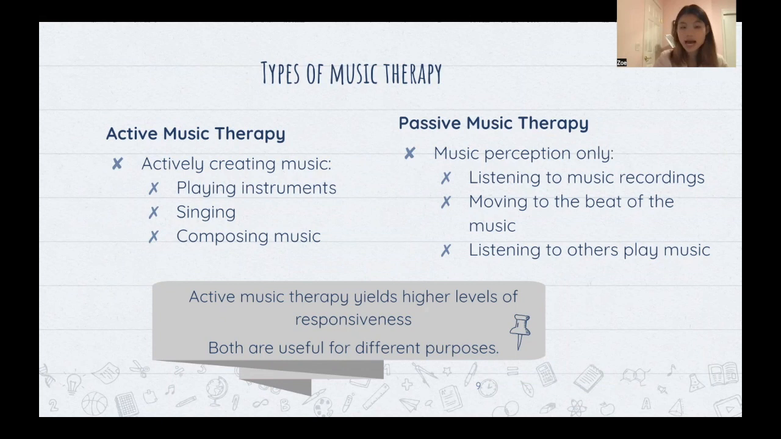For example, active music therapy may be used for a patient who has ASD, and you want to encourage them to talk more. So using music therapy like singing will help them talk more. However, a minimally conscious patient may not be able to engage in active music therapy. So passive music therapy may be used instead to try to gain a response from them.